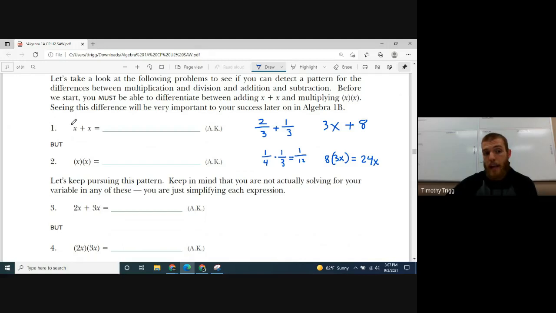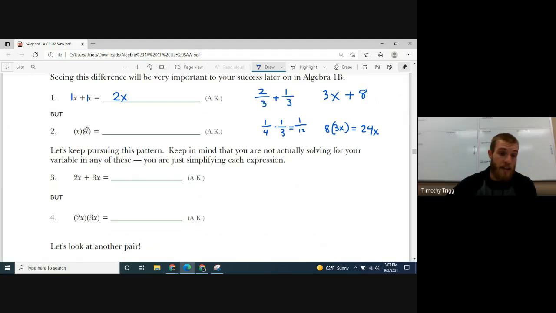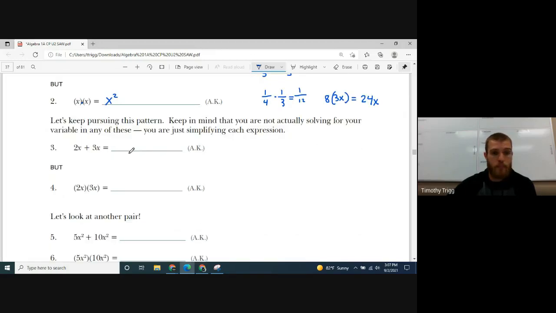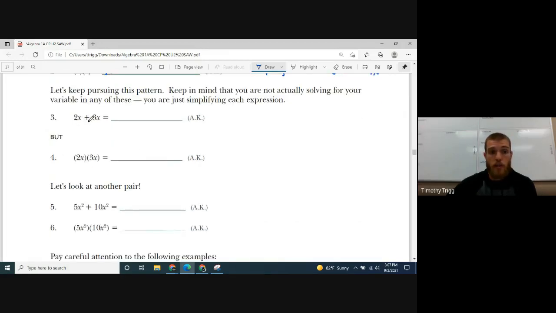But if I'm adding an x, 1x plus another 1x, this is actually 2x. So these are like terms, right? They both have an x. They're both x numbers. And multiplying x times x, well, that's x squared. Okay, x to the power of 2. Here, 2x plus 3x, well, you just add the coefficients, so that's 5x. Again, these are like terms. They want to add together because they are both x numbers.